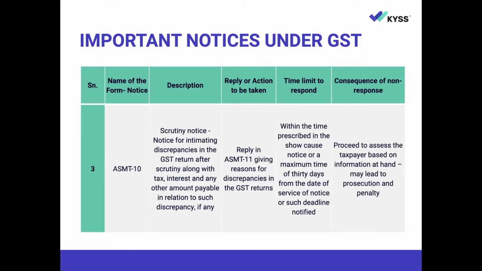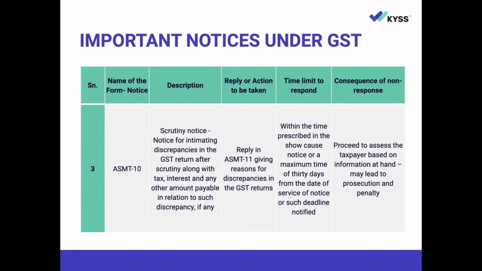The next type is a very critical notice, because this is something that some of our participants may have already seen, but a lot of the participants will be seeing these notices. It's a data mismatch notice called ASMT 10. It is a very simple scrutiny notice. Wherever there is any mismatch between the data available with the department and the GST returns filed by the taxpayer, this notice is usually sent. And this can be responded to online. There is a certain format for responding to it online on the portal, and that online portal format is called the ASMT 11.